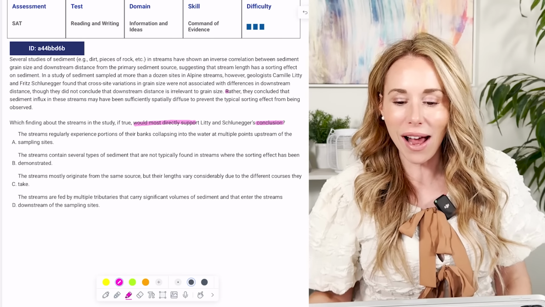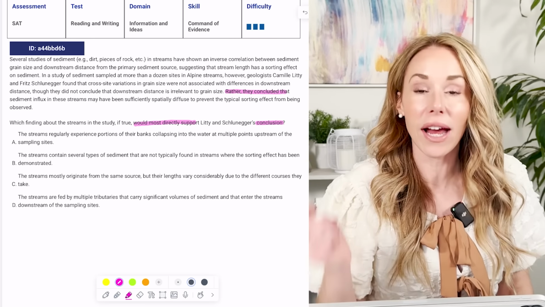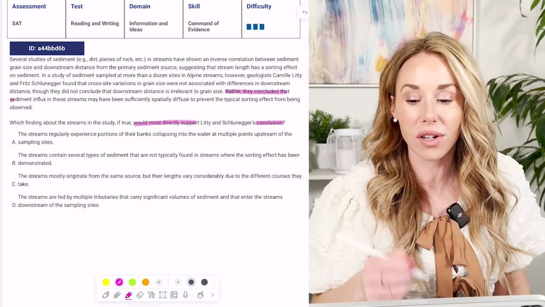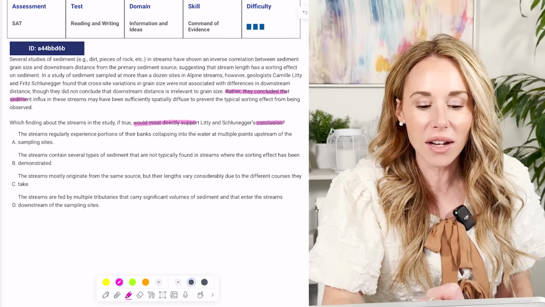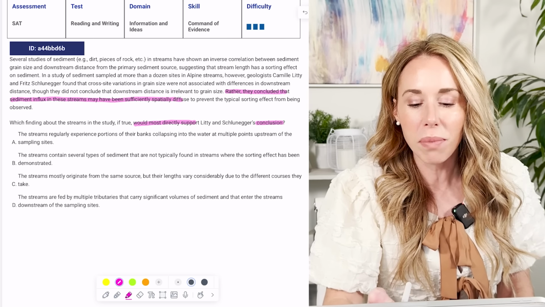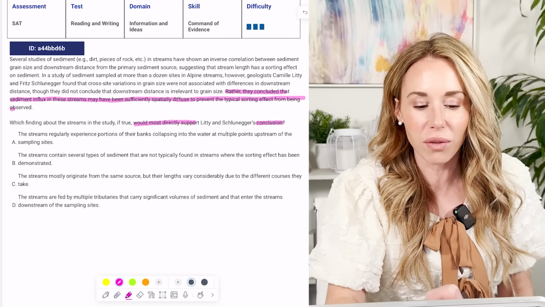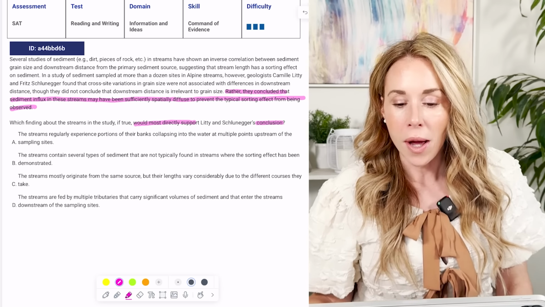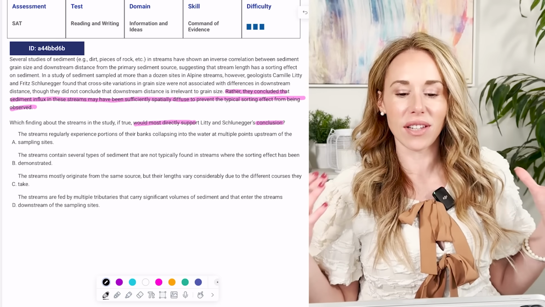So let's go ahead and read the last sentence. It says, rather, they concluded, okay, well, we want something to support this conclusion. So this is where we need to hone in. They concluded that sediment influx in those streams may have been sufficiently spatially diffuse to prevent the typical sorting effect from being observed. Okay, when I look at that, there's a key phrase that really stands out to me.